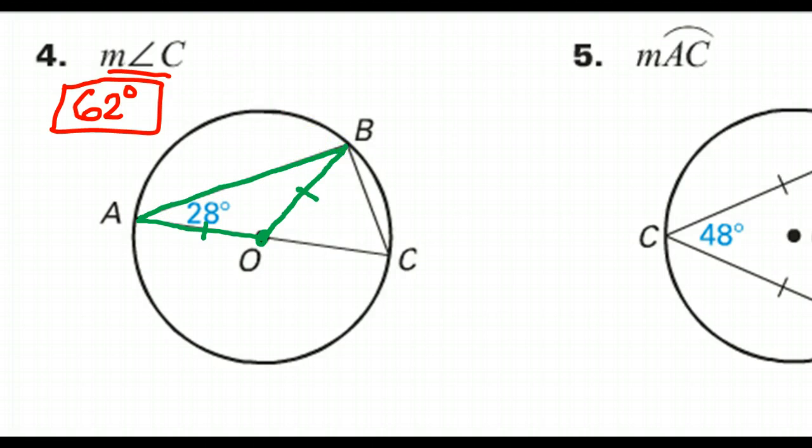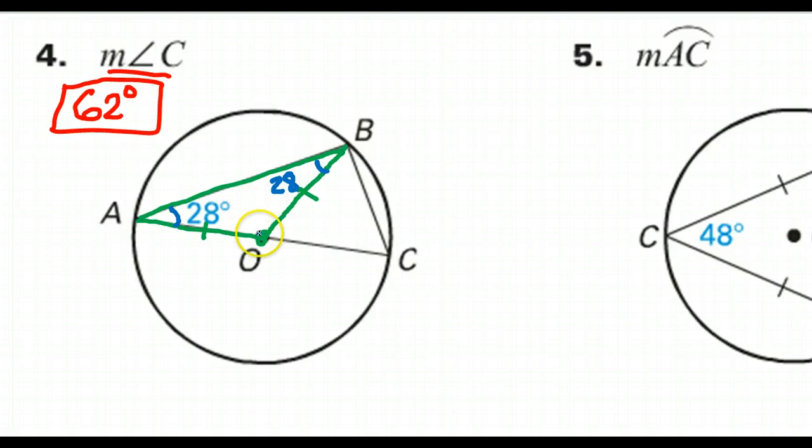And an isosceles triangle has the property that the base angles are congruent. So angle A here and angle B should be the same. So they're both 28 degrees. Okay, base angles are equal, so you see that immediately.